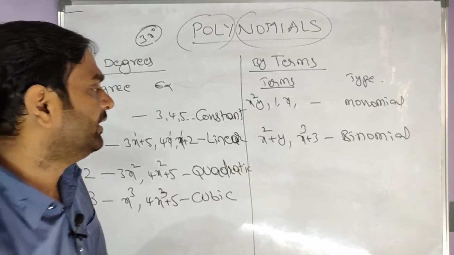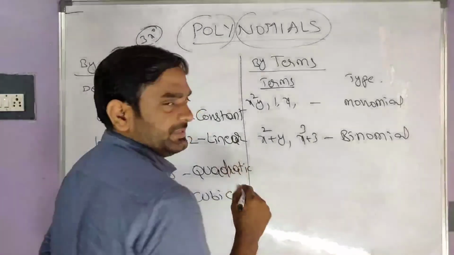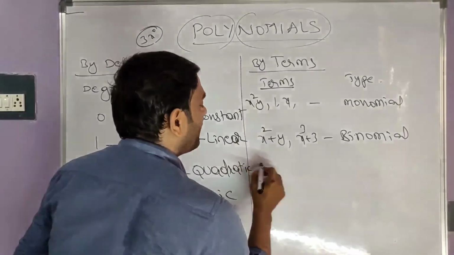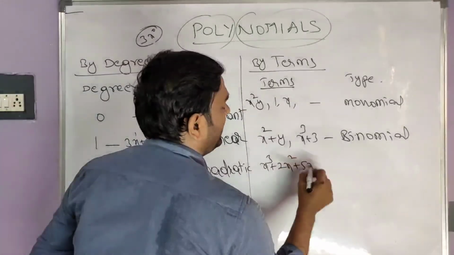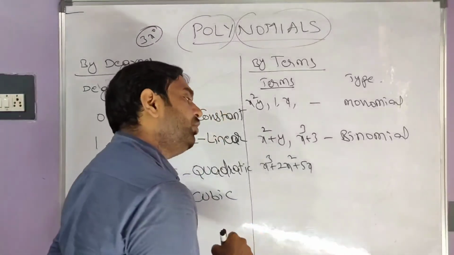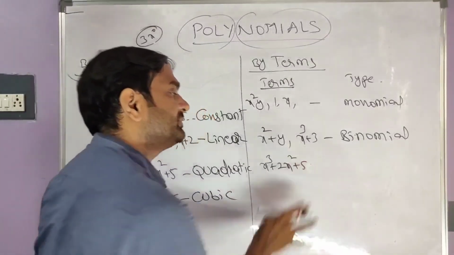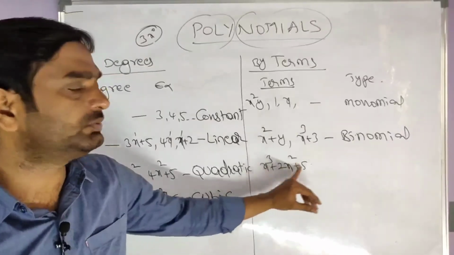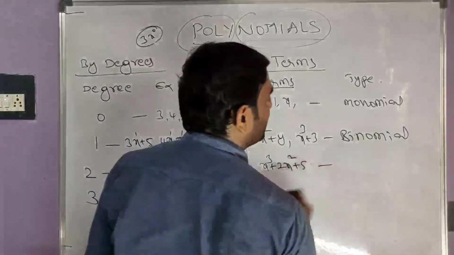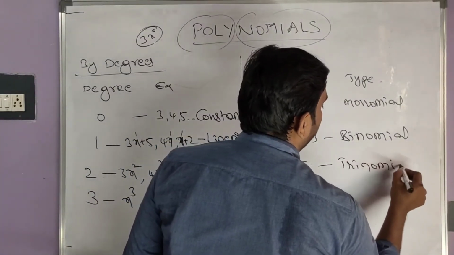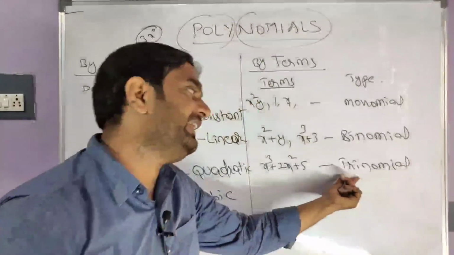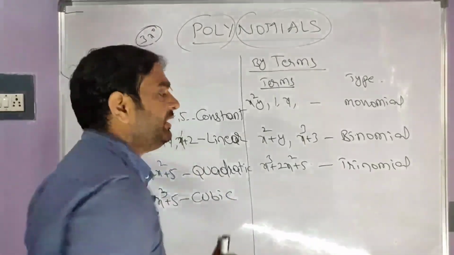If it has 3 terms, like x cube plus 2x square plus 5x, how many terms are there? 3 terms: 1, 2, 3. So this is called a trinomial. Tri in the sense of 3.